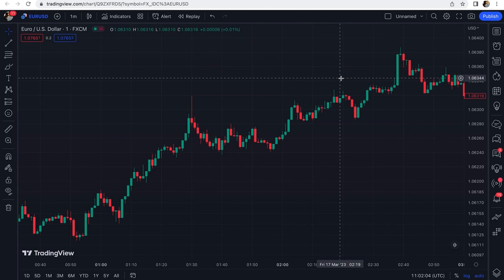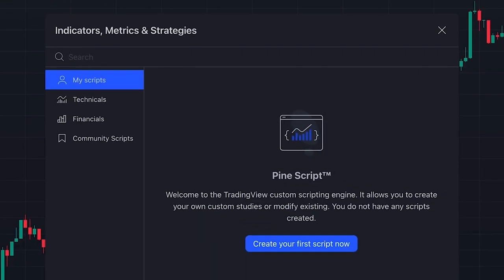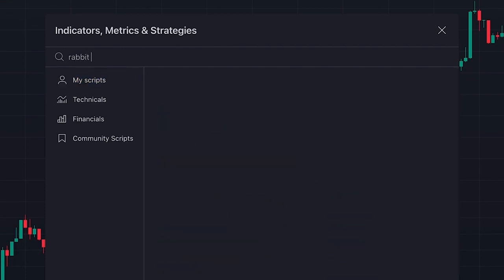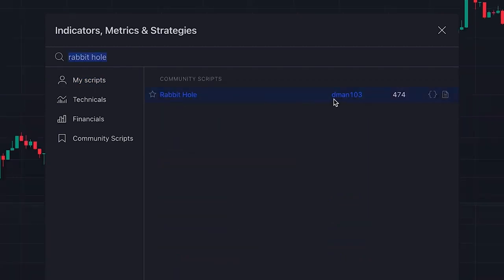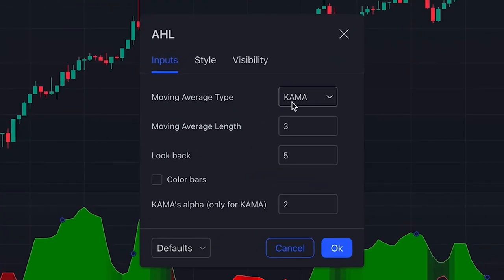In this scalping strategy we have 3 indicators. For adding them, here we click on indicators and we simply search their name. The first one is rabbit hole. This one, which is written by someone named dman103, and we use this indicator with its default settings. By default it's based on Kaufman's adaptive moving average, and these settings are fine for our strategy.